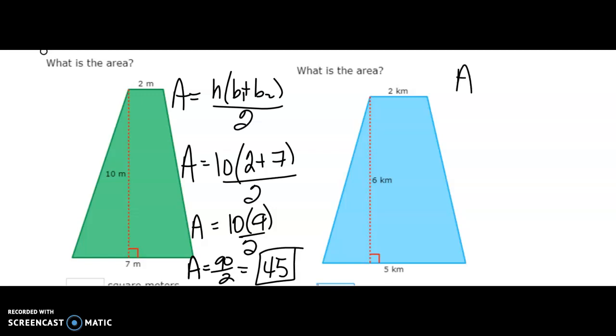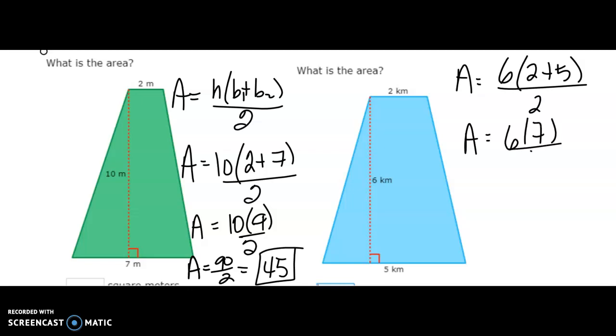So the area is the height times adding up the two bases, or the sum of the two bases, and then divide by 2. 6 times 7 divided by 2. 42 divided by 2. 21.